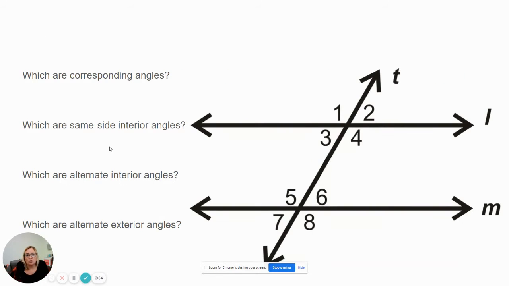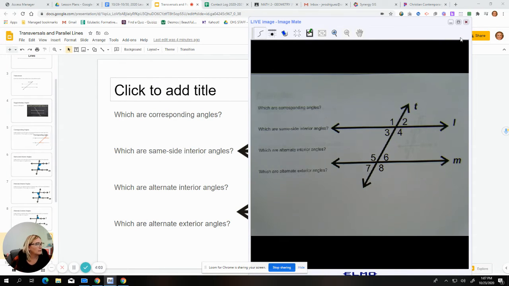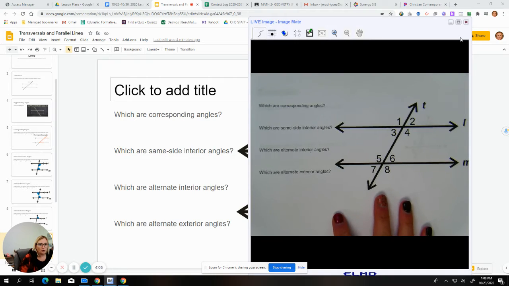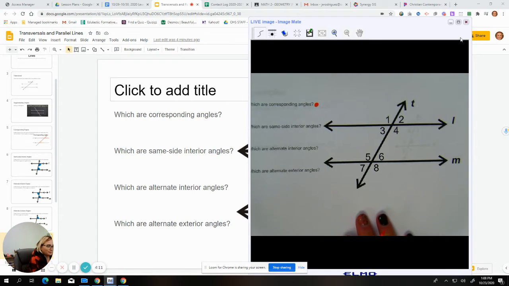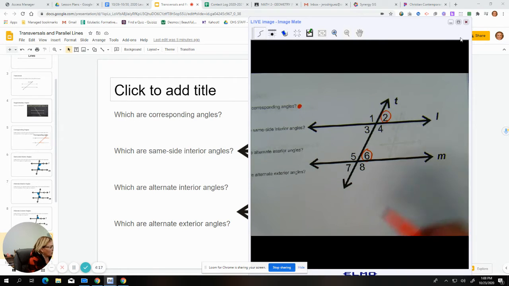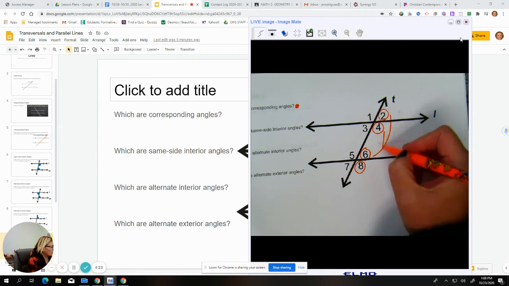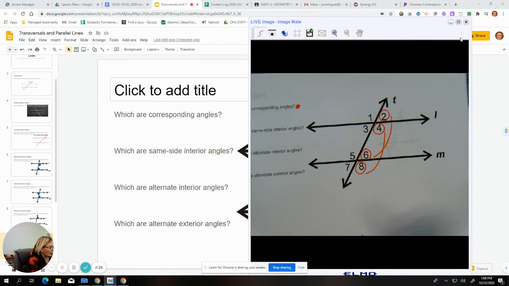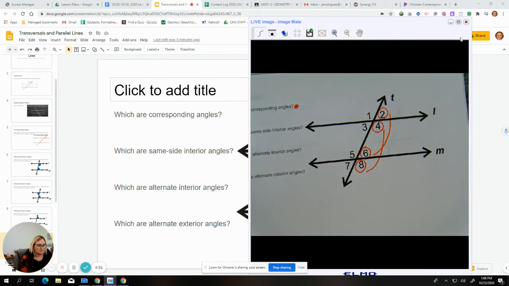Okay, so we are going to recognize some of these. So I'm going to actually pull up my other screen so that we can see a little bit better. Okay, so corresponding angles, I am going to say that they are orange. Okay, so corresponding angles would be 2 and 6, would be 4 and 8. Okay, so 2 and 6, 4 and 8. And then I'm not going to mark up the other side, but you can see that it'd be 1 and 5, 3 and 7. Okay, so corresponding.